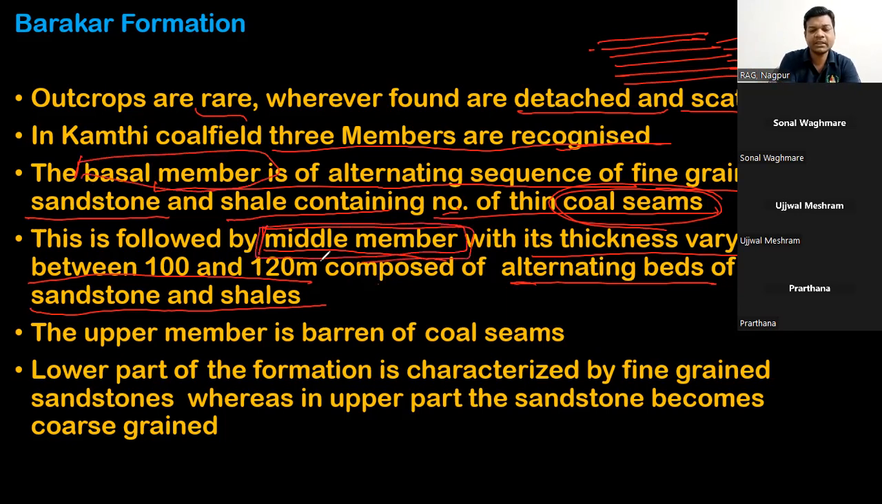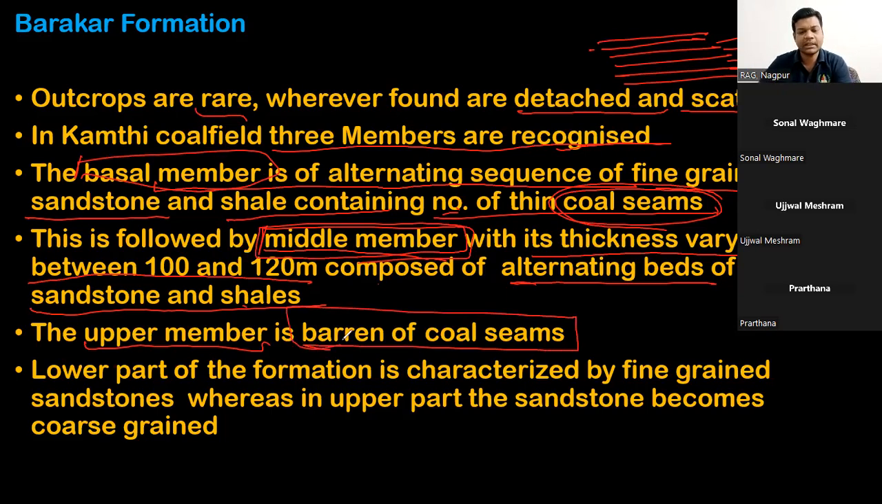This is the middle member, which again has alternating bands of sandstone and shale. And the upper member is barren of coal seams. There is no coal seam in the upper part.